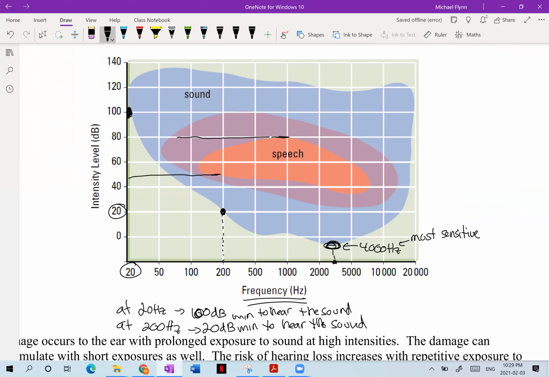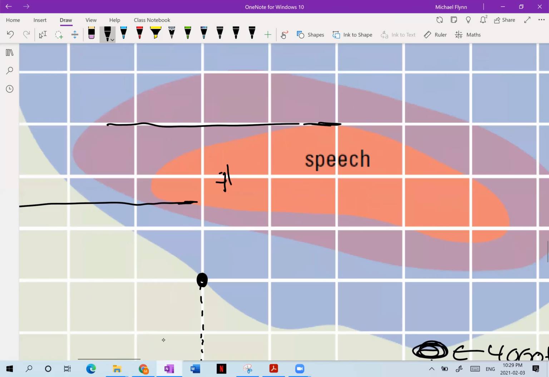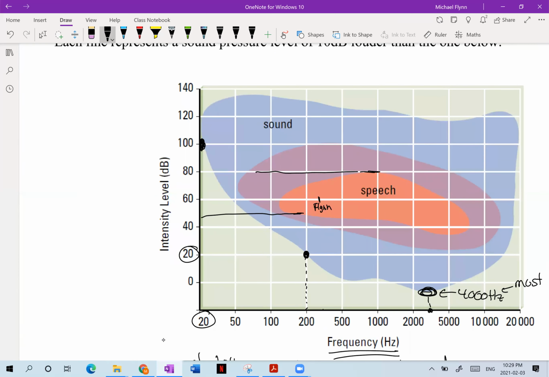But we also vary in pitch. My voice is roughly around 200 hertz, so Mr. Flynn would be in there. That is the frequency of my voice, and I probably speak at around 60 decibels, maybe less if I use my microphone. But the speaker will amplify it to higher than that, so you can all hear it.